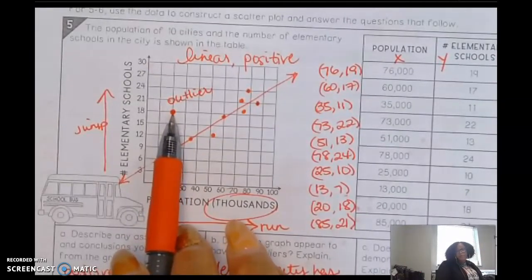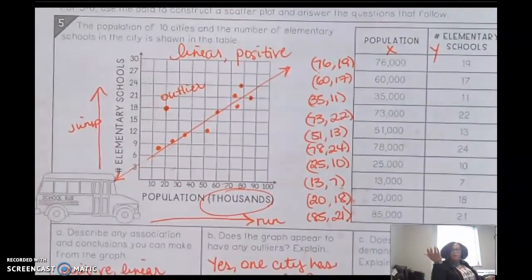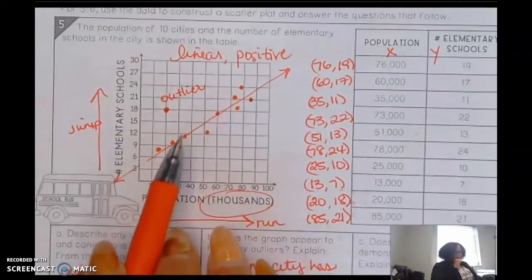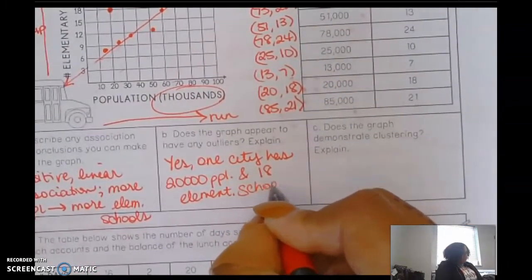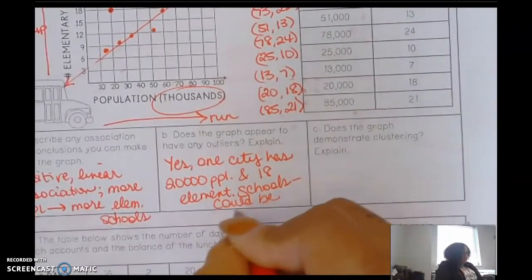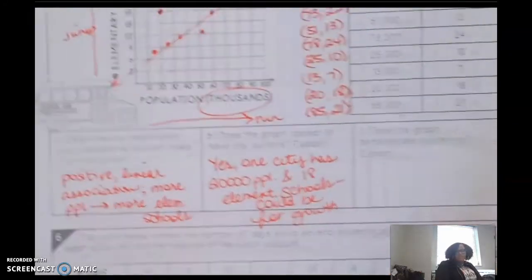They're getting more people to move in, so they have a lot of elementary schools there, and they're going to have more people. Maybe their population will also grow. So then this dot will eventually scoot over here. Could be for growth. Okay, the town is growing.